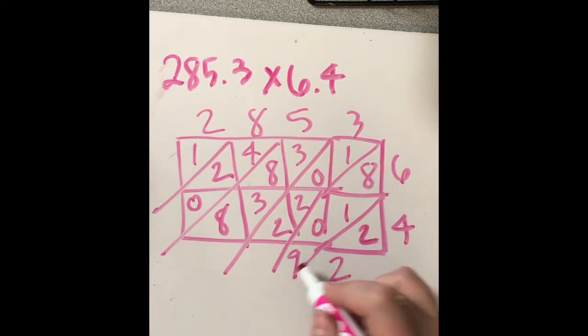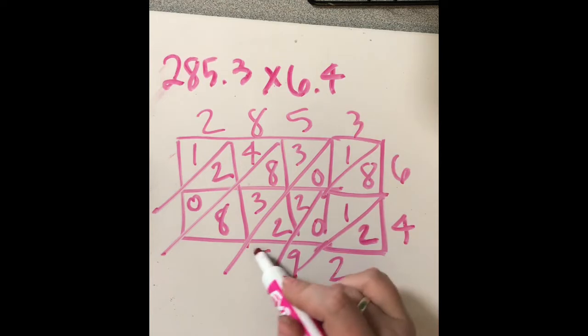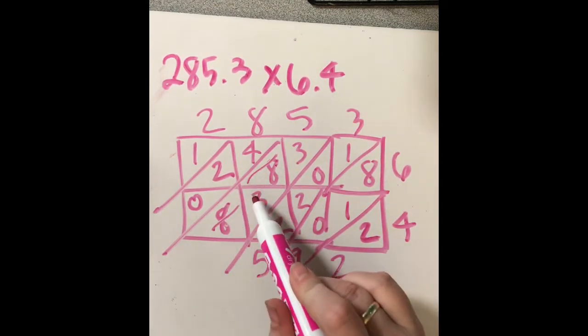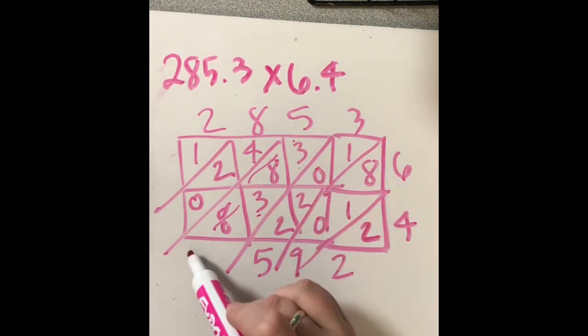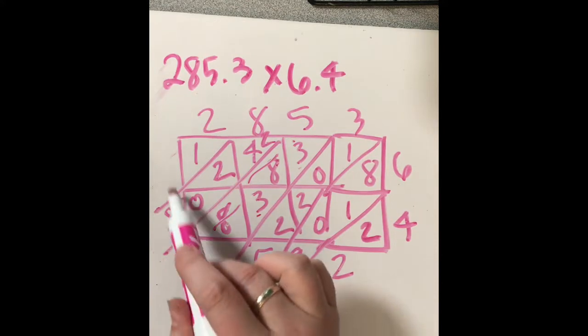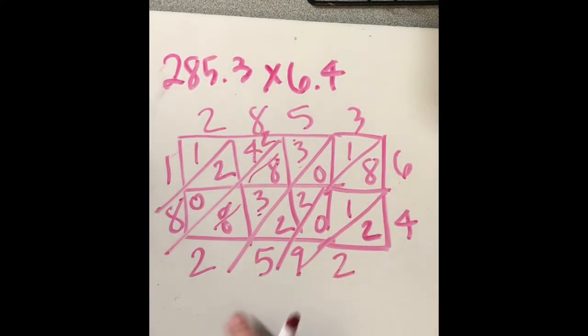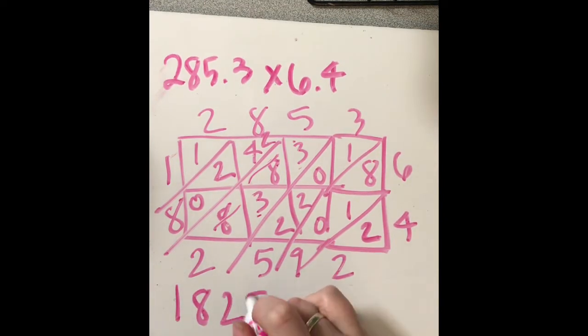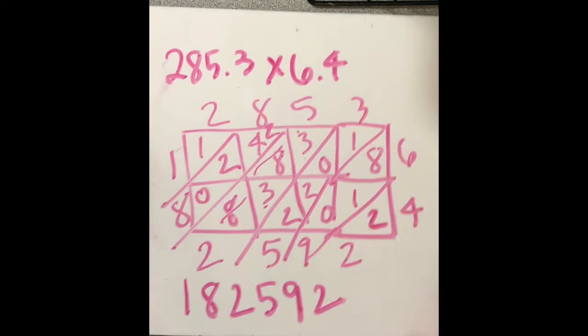8 and 1 would be 9. 2, 4, 5. 8 and 8 is what I would add first, is 16. 17, 18, 19, 20, 21, 22. 4, 5, 6, 7, 8, and 1. So I get 1, 8, 2, 5, 9, 2. Okay, let me write that here. 1, 8, 2, 5, 9, 2.